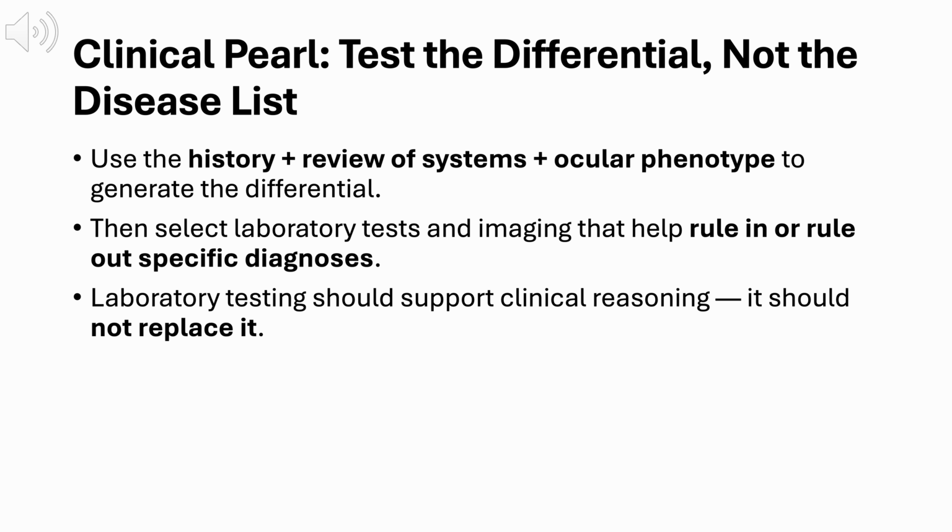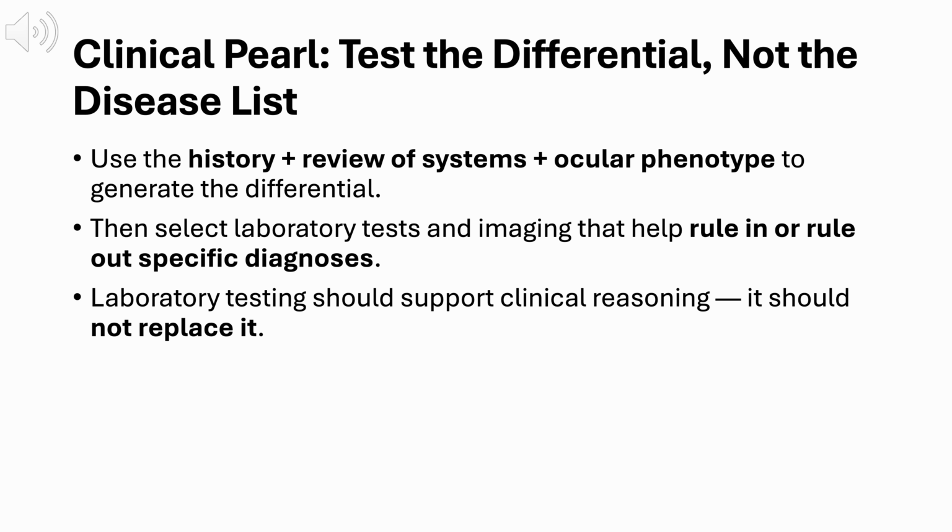This slide distills the philosophy into a single pearl worth repeating. Test the differential, not the disease list. Use the history, the review of systems, and the ocular phenotype to generate your differential first. Then choose the specific labs and imaging that will rule in or rule out those particular diagnoses. Laboratory testing exists to support your clinical reasoning, never to replace it. If you find yourself ordering a test without a diagnosis it's meant to confirm or exclude, that's the moment to stop and think. This mindset is what separates efficient, accurate workups from expensive, confusing ones.